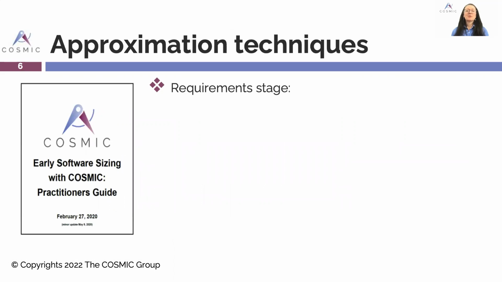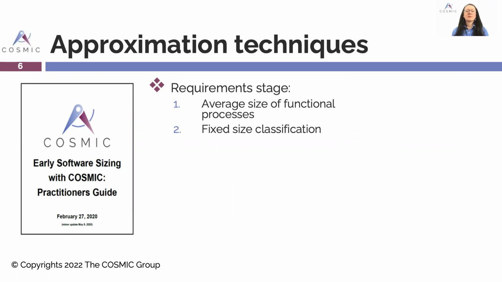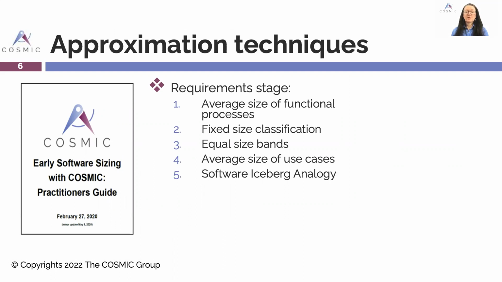So the approximation techniques at the requirement stage in that guide are the average size of functional processes, the fixed size classification, the equal size bands, the average size of use cases, the software iceberg analogy, and functional patterns.